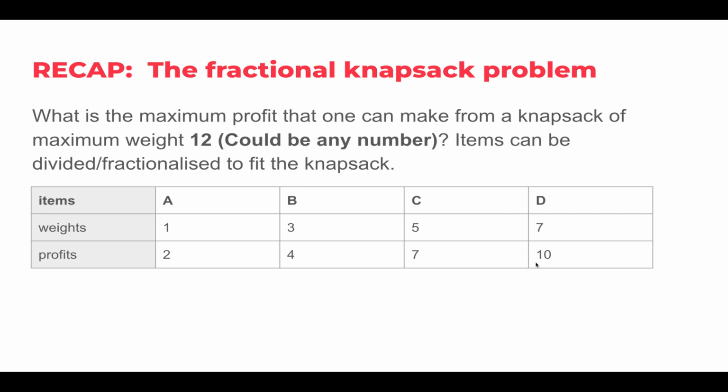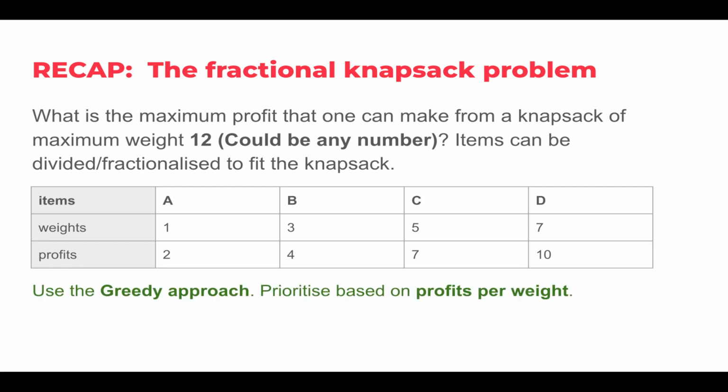So if I'm going to take D, C, and then I remain with only 2 kg, and B is my next possible drink to take, I'll take 2/3 of B, and I'll have done that. If you remember when you were thinking about the fractional knapsack, we did say that all you have to do is use the greedy approach.